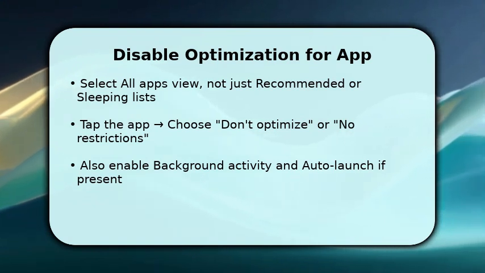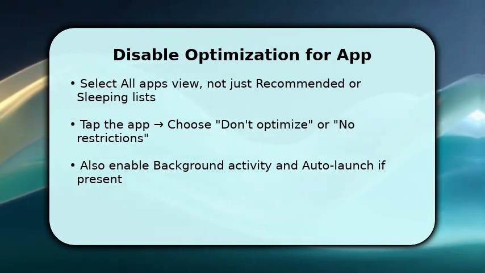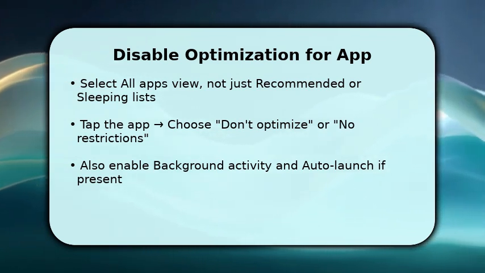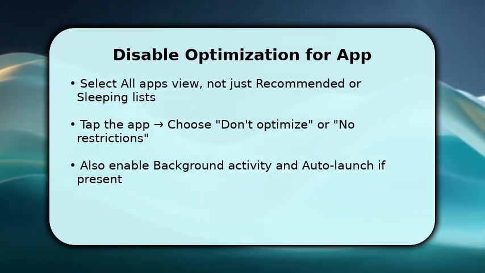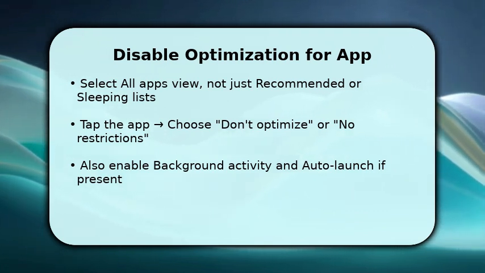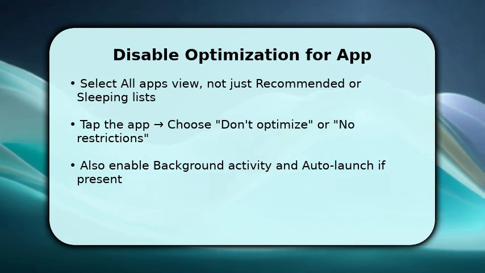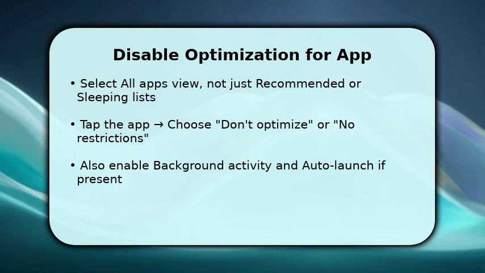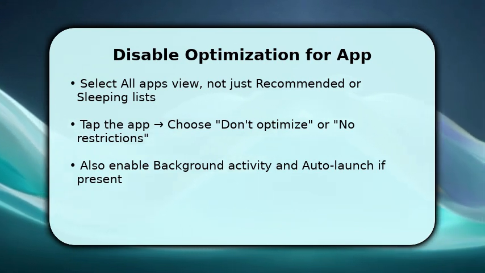Once you open the app's battery options, switch from the default optimized or sleeping mode to don't optimize or no restrictions. This disables aggressive killing. Make sure background activity is permitted, and if your Color OS shows auto launch or app launch management, enable automatic launch and secondary launch permissions. Doing these steps ensures the system won't routinely pause the app.